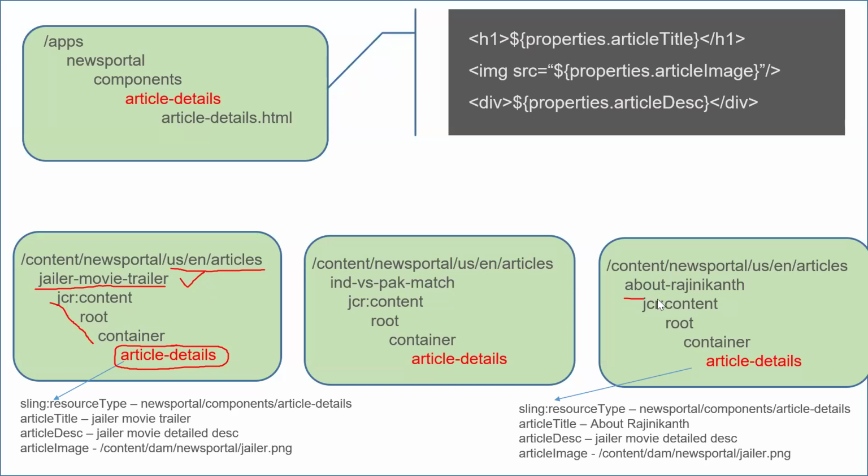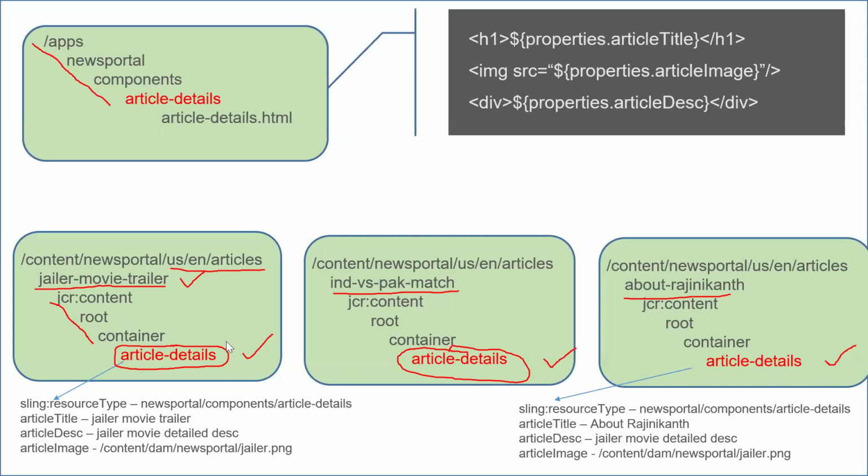Let's say about Rajnikant, also one page. India versus Pak, also one more page. If you drag and drop the article detail component, these content nodes will generate. We will have one component under apps. This is the location of the component. But content nodes are n number of content nodes. There is no limit for the content nodes. If you use it 1,000 times, 1,000 different content nodes will generate.